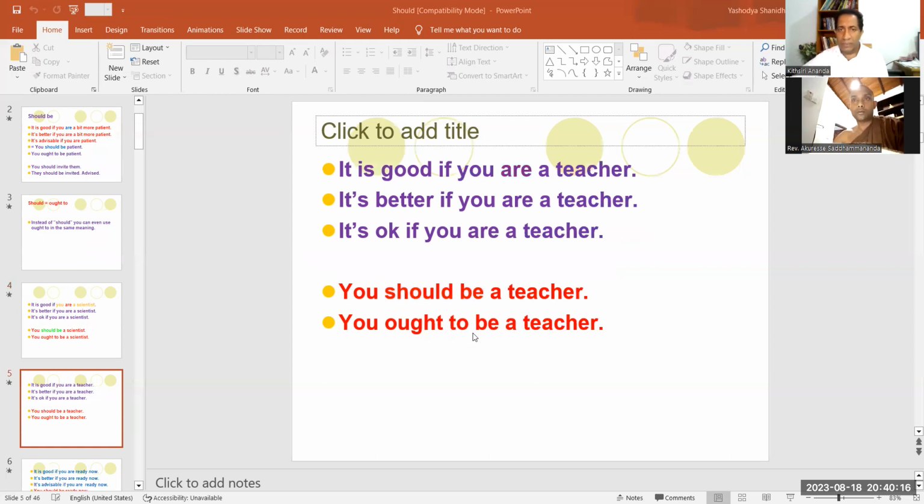You should be a teacher. Now, if I think that you are okay to be a teacher, you are good, you are better, you are okay to be a teacher, you have a good personality.